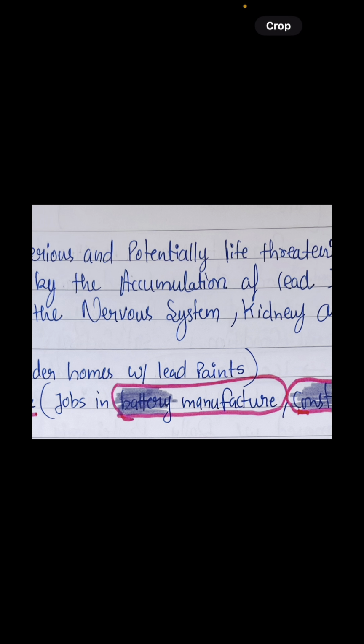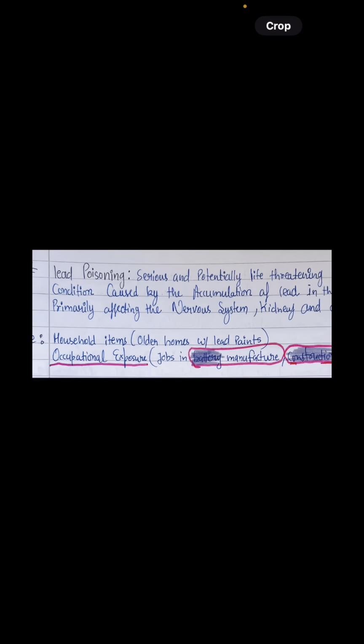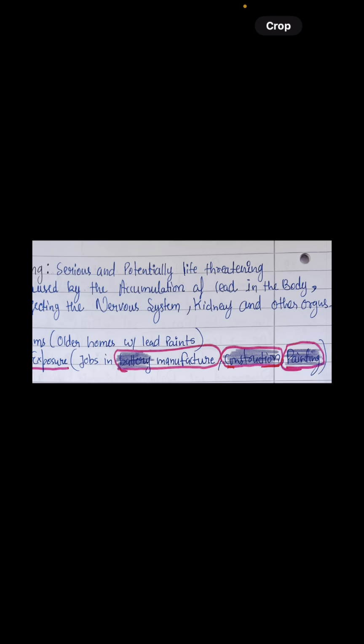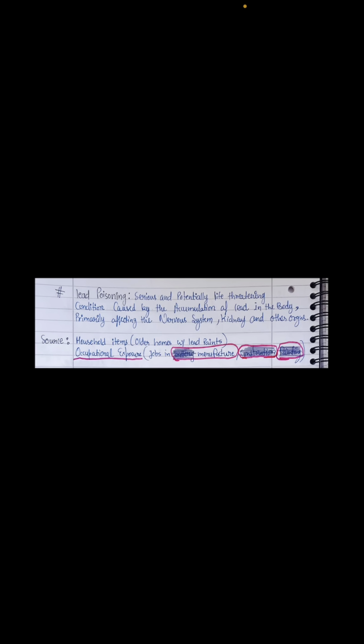Nowadays there is no problem in the paints or colors with the lead. And also when you see battery manufacturing, sometimes we can confuse the question with carbon monoxide poisoning, because carbon monoxide poisoning can be caused by batteries too. By the way, there are different points to mark about carbon monoxide poisoning. I'll let you know them later. So first of all, remember that lead poisoning is caused by battery manufacturing, construction work, painting.